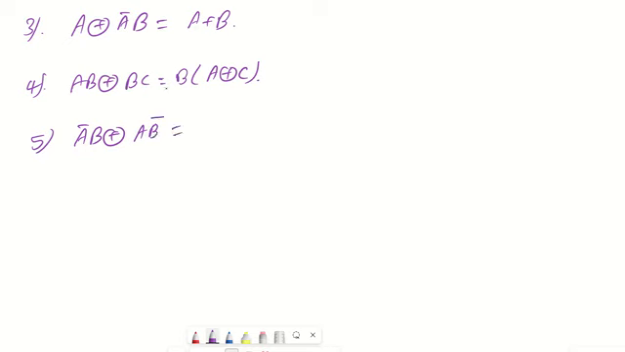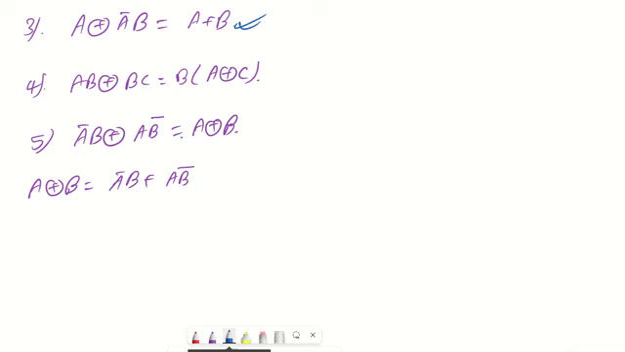You know A XOR B is nothing but what? A XOR B is A bar B plus AB bar. And I am going to do the XOR operation between A bar B and AB bar. So this will give me A XOR B. So this is the beauty. Now let us prove one of them so that you can have an understanding of how it is going to work out.